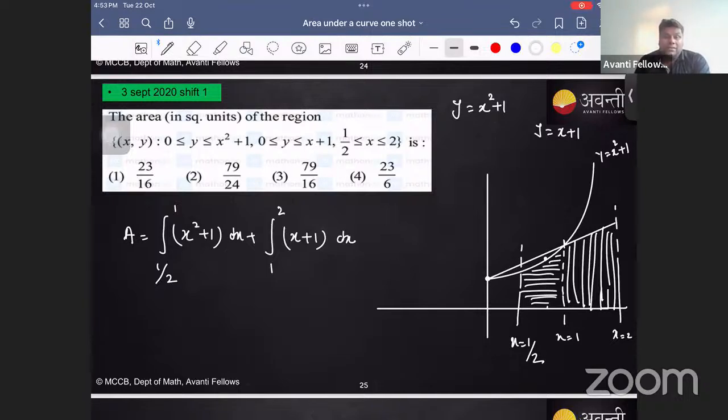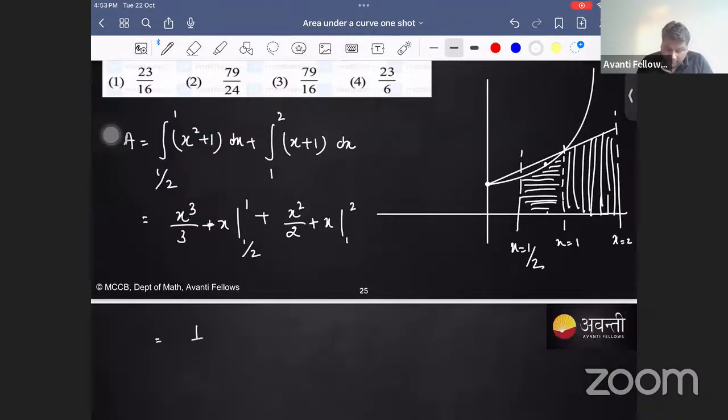So from 1 by 2 to 1 it will be the parabolic curve, and between 1 to 2 it will be simply x plus 1. So this goes like x cube by 3 plus x, limit 1 by 2 to 1, and here it is x square by 2 plus x. Their limit is 1 to 2. Now it is 1 by 3 plus 1 minus, now if you put x equals 1 by 2, it is 1 by 24 plus 1 by 2, plus 2 plus 2 minus 1 by 2 minus 1.